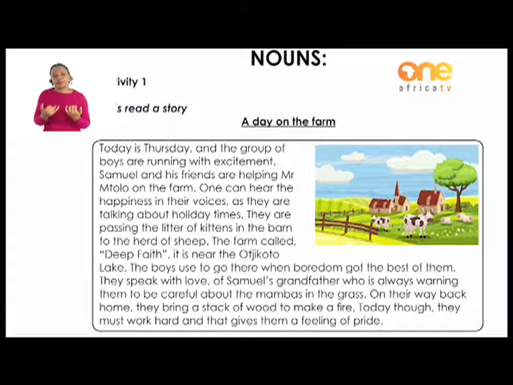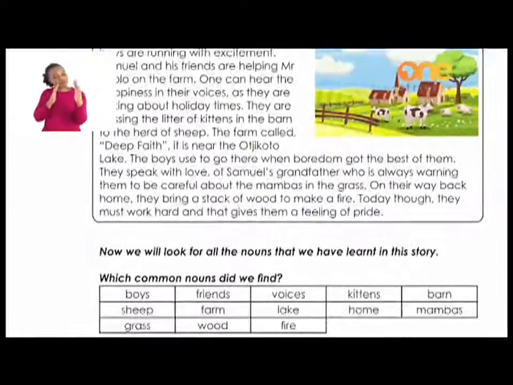Now, it says, today is Thursday, and the group of boys are running with excitement. Samuel and his friends are helping Mr. Muntolo on the farm. One can hear the happiness in their voices as they are talking about holiday times. They are passing the litter of kittens in the bend to the head of sheep. Well done, Chanel. Give her a round of applause.